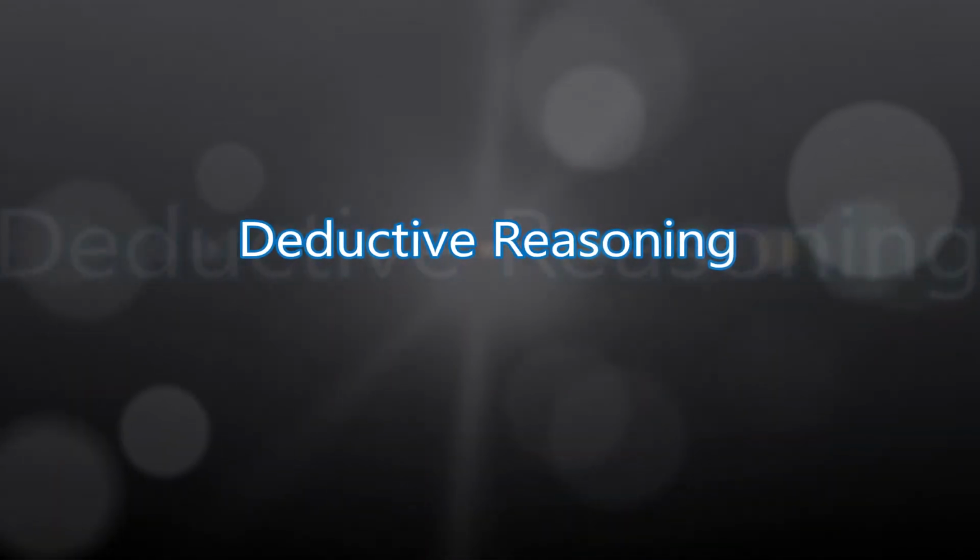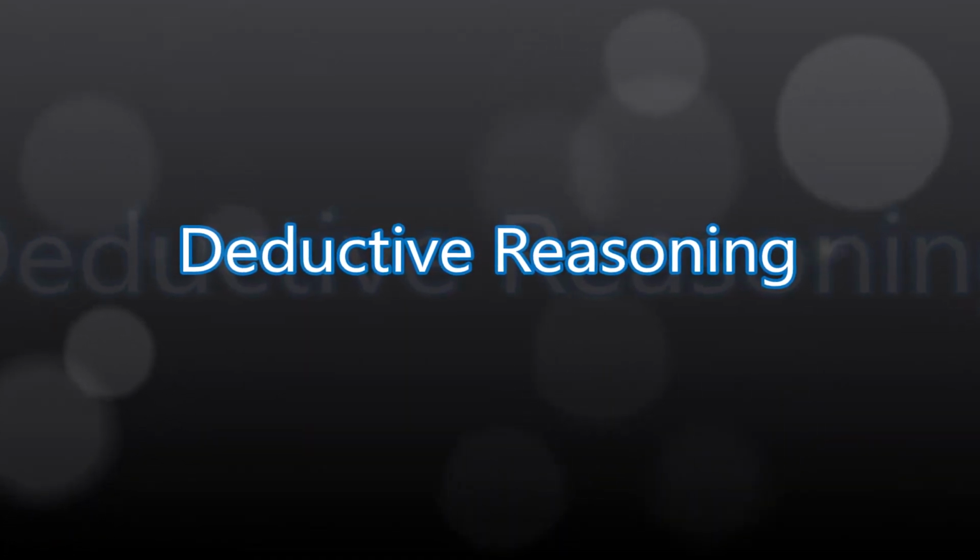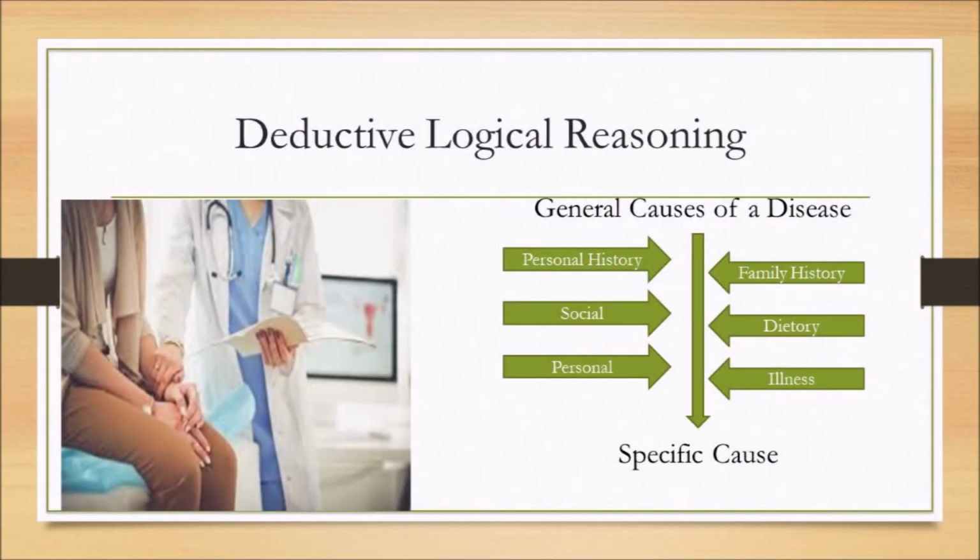The next type is deductive reasoning. Deductive reasoning means thinking from general to specific. For example, we can take a patient suffering with a disease. First, what do we do? We take the detailed history of the patient, including his personal, familial, social, dietary, and personal life, and history of illness. Then we try to find the specific cause for the particular disease. This is what deductive reasoning is.